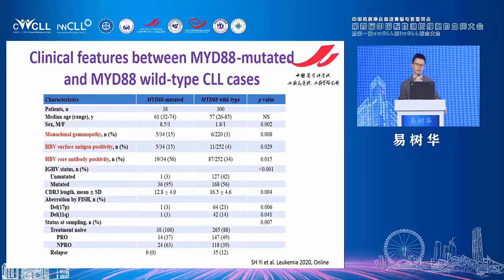Then we compared the clinical features of MYD88 mutated patients, and we found that MYD88 mutated patients have a higher frequency in male patients, and also a higher frequency of monoclonal gammopathy and higher HBV infection, including surface antigen positive and core antibody positive. There are also some other associated biological characteristics. For example, as we said, the unmutated status is lower in the MYD88 mutated group, and there is also an association with a lower incidence of deletion 17p and 11q. And as we said, there is no MYD88 mutation in our relapsed patients.